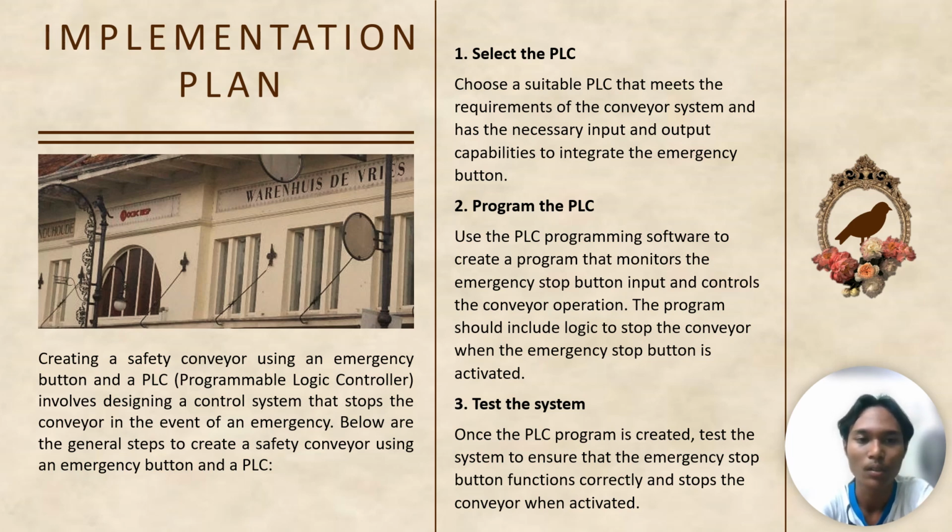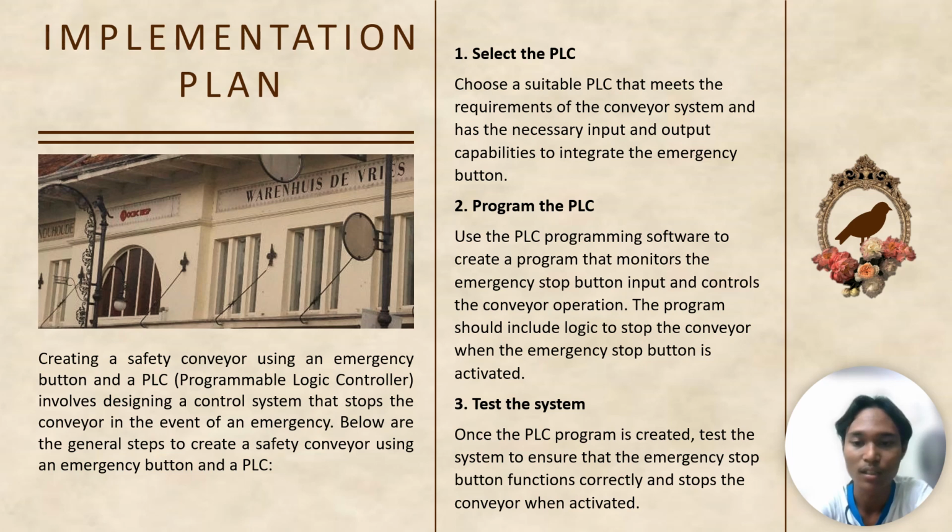I want to talk about the implementation plan. Creating a safety conveyor using an emergency button and a PLC involves designing a control system that stops the conveyor in the event of an emergency. Below are the general steps to create a safety conveyor using an emergency button and a PLC.